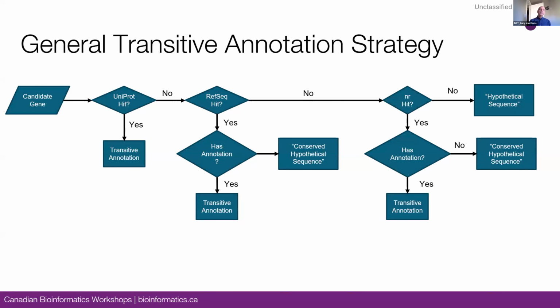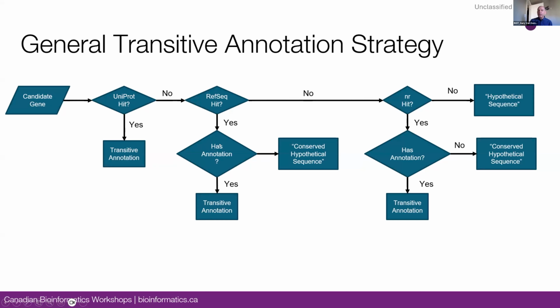So this implies a strategy for annotation where you have your candidate gene and you want to extract all the high quality annotations first, and then progressively go to lower quality annotations, but where there are more of them. So the first thing you want to do is look at UniProt, and if you can get a UniProt hit, and it's high quality, you can borrow its annotation. If not, then you can go to RefSeq. If it has a hit, borrow its annotation, right?